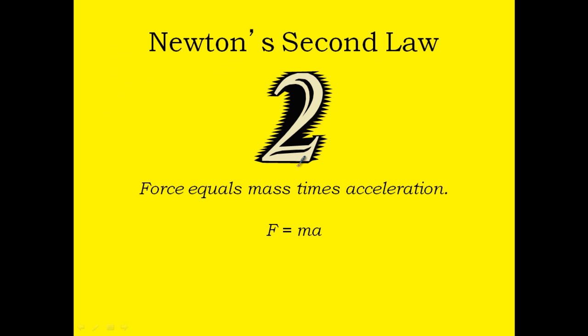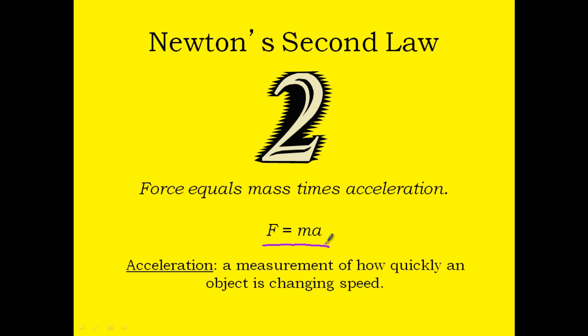So Newton's second law is force equals mass times acceleration. F equals ma. That's all his law is. And if we remember from our kinematics, acceleration is a measurement of how quickly an object changes its speed, which is why it has units of meters per second. It changes its velocity a certain amount in meters per second every second. We can also write that as meters per second squared.